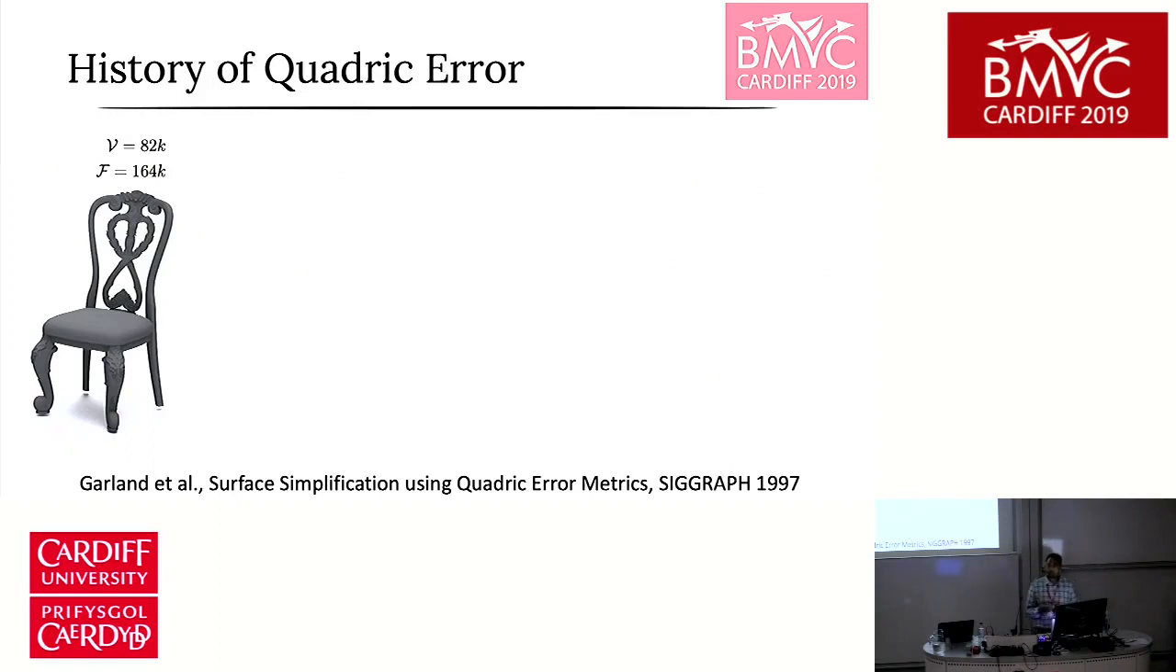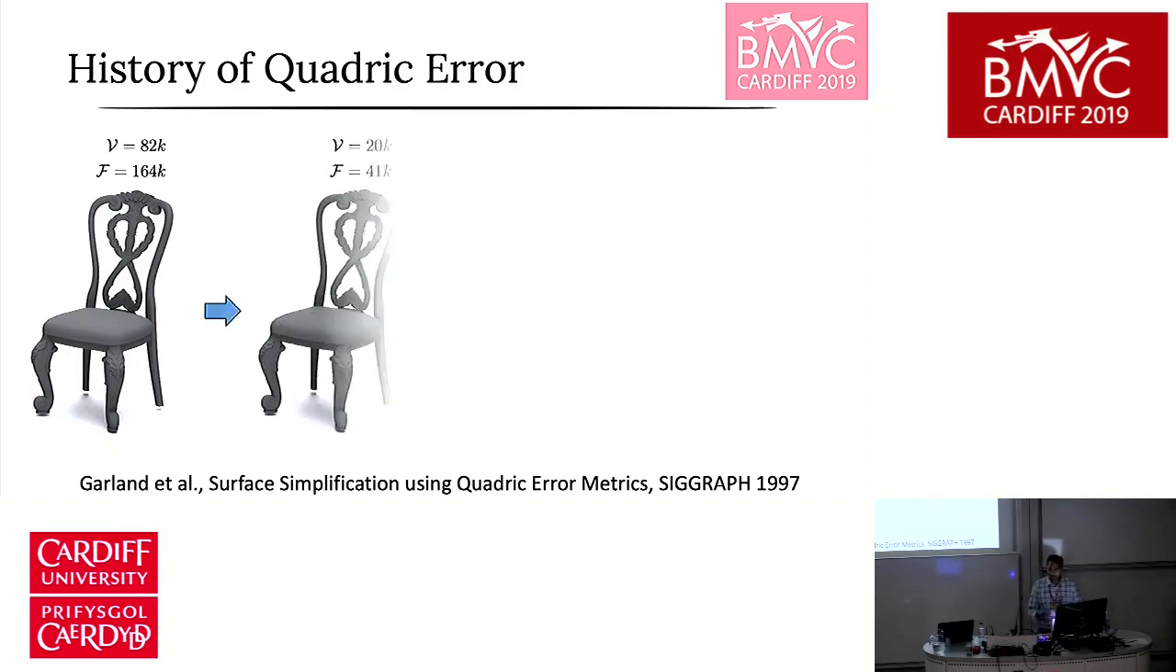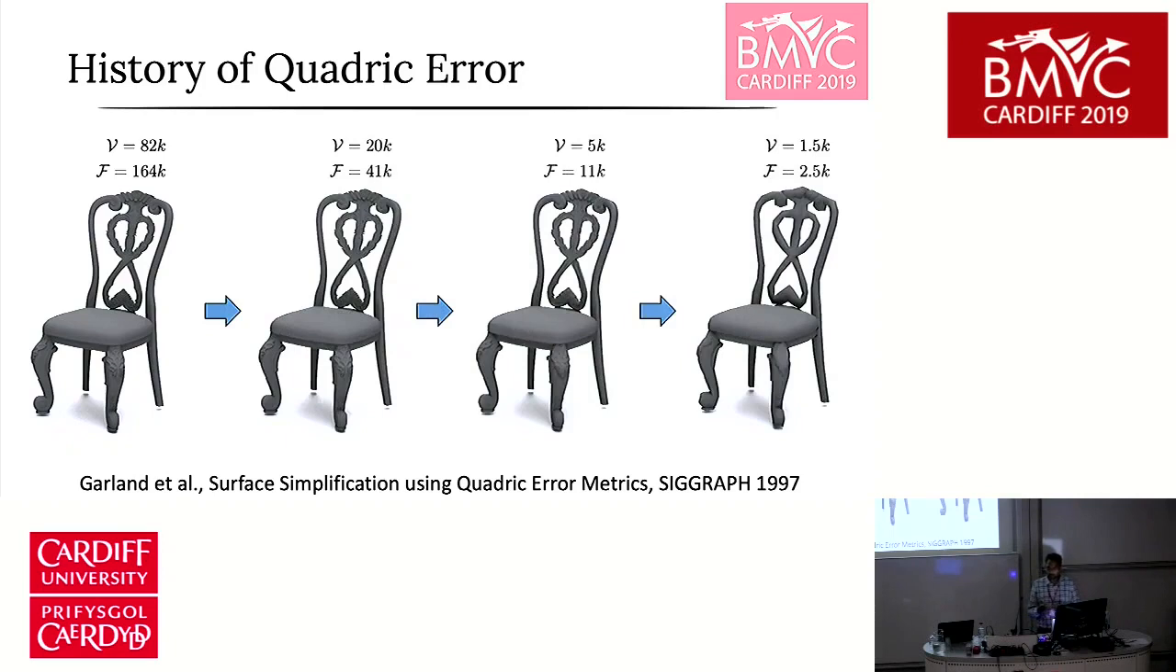Now, Quadric Loss was inspired from quadric error, which was first introduced for mesh simplification back in the late 90s. Essentially, the idea is to reduce the polygon count in a mesh while retaining as much sharp features as possible in the input mesh. Quadric error was used to identify these sharp features which were maintained during simplification.